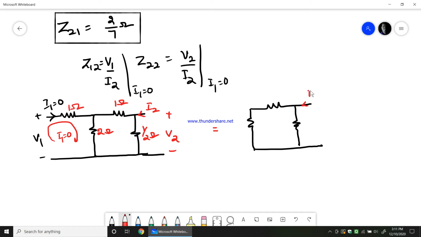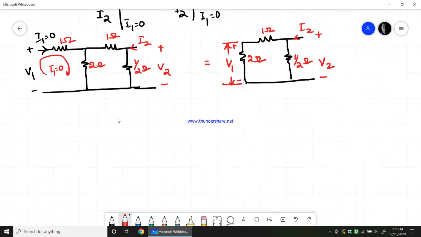So this is I2, plus minus V2, 1 by 2 ohm, 1 ohm, 2 ohm. Now that 1 ohm will be removed. Therefore V1 is the voltage across 2 ohms now. Okay, now Z22 can be easily found by reducing this circuit.